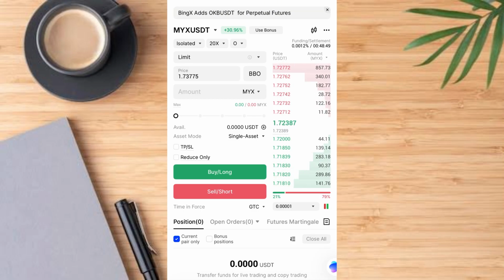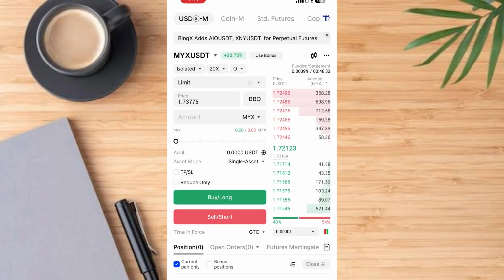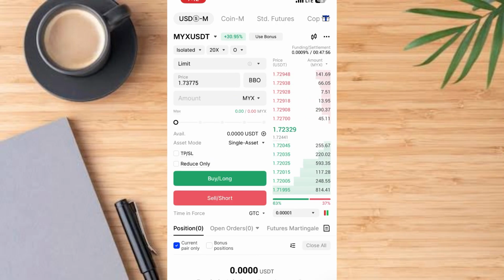Now the first thing you have to do when you want to trade is to come over to this market button. Here at the base you have the home, you have the market, you have the futures, you have spot and asset. So go ahead and tap on futures. Once you tap on futures, it comes out like this. Now don't forget that you've sent your USDT to your account, and the USDT must be in the futures account. So now you tap on futures, you have it under USDT-M. Make sure you are under USDT-M. Now that I've done that, you have something like this.